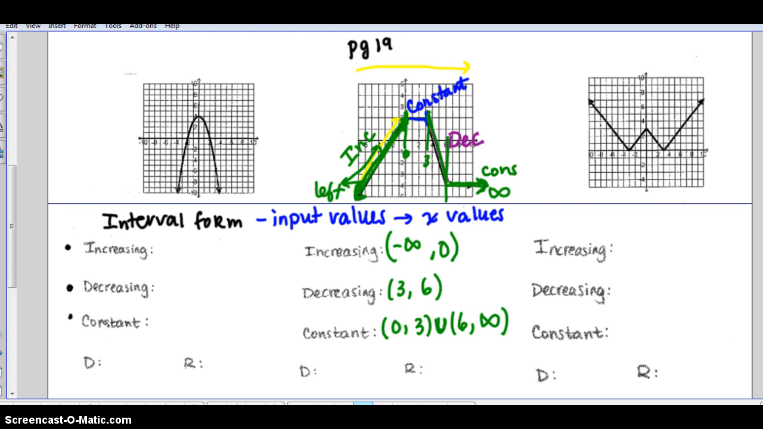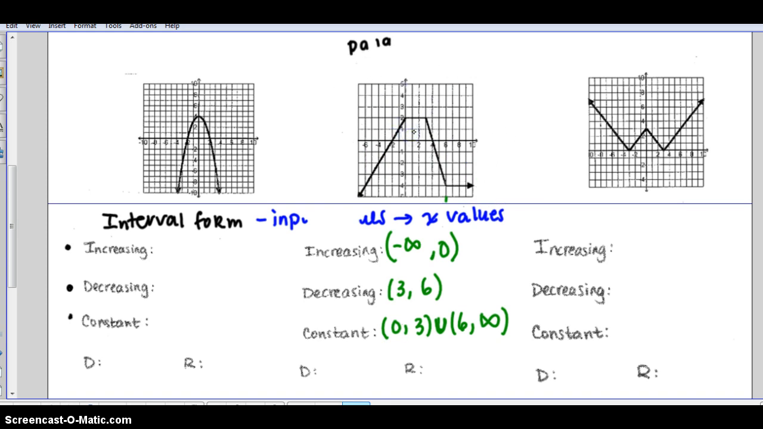So again, the graph increases from the left up to the x value of 0. It's constant from 0 to 3. It's decreasing to 6. And then it's constant again from 6 on. And again, it's all about the input values, or the x values.